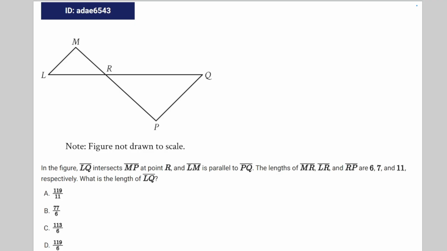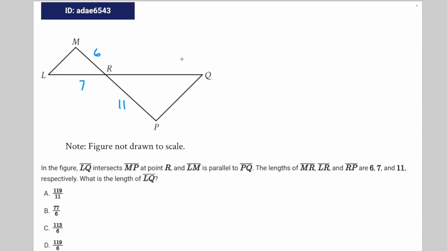Alright, so for this question, we're going to be talking about parallel angles. So we're given the following information. The figure LQ intersects MP at point R, and LM is parallel to PQ. The lengths of MR, LR, and RP are 6, 7, and 11, respectively. What is the length of LQ? So just filling out the information we're given: MR is equal to 6, LR is equal to 7, and RP is equal to 11.